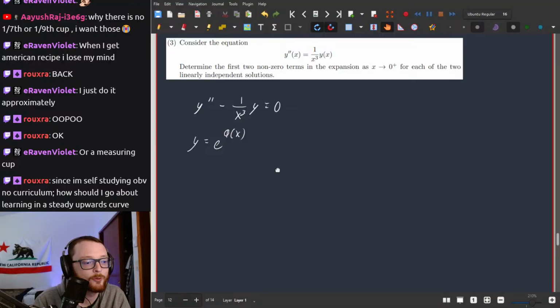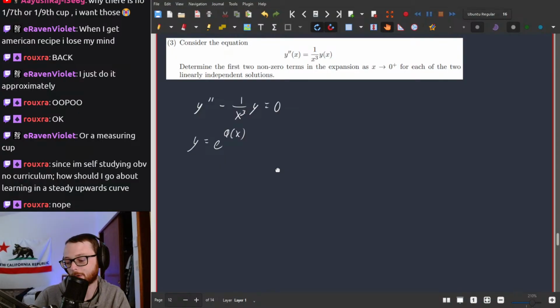About learning a steady upwards curve. I would find something with structure to study off of. Have I already told you about Paul's Online Notes and MIT OpenCourseWare? No? Oh, okay. We need to have a talk then.